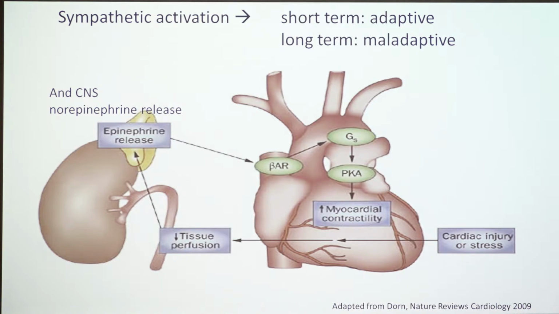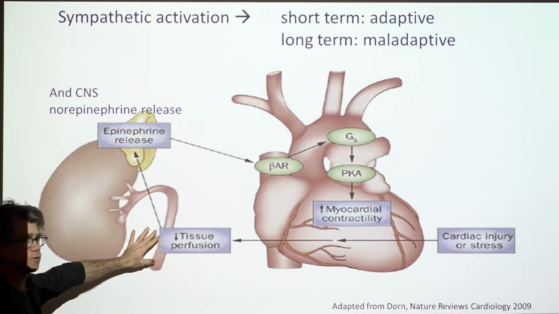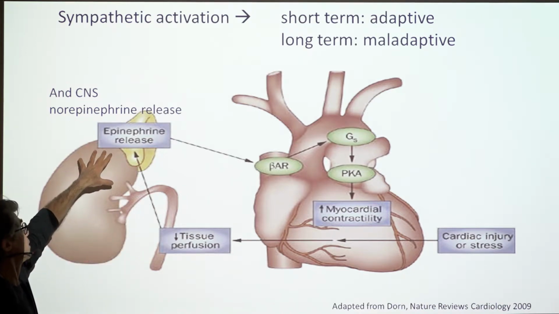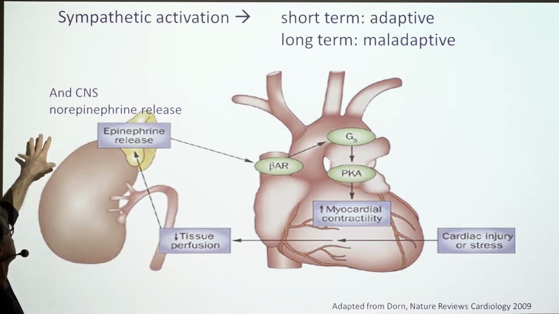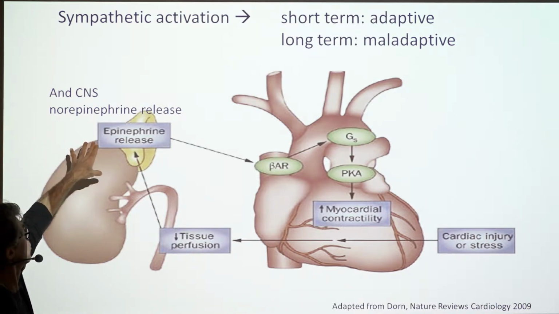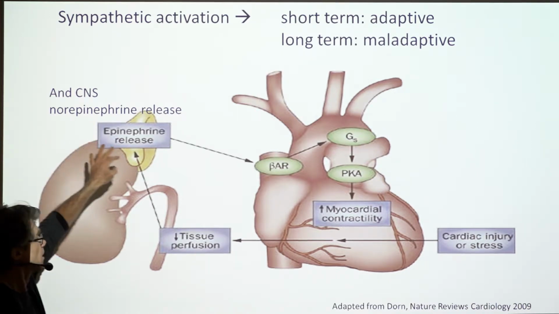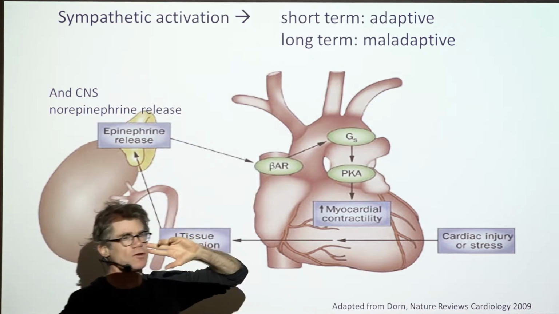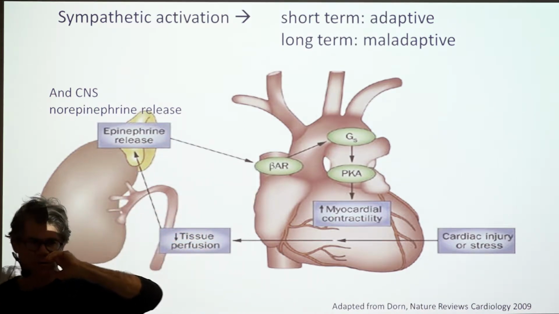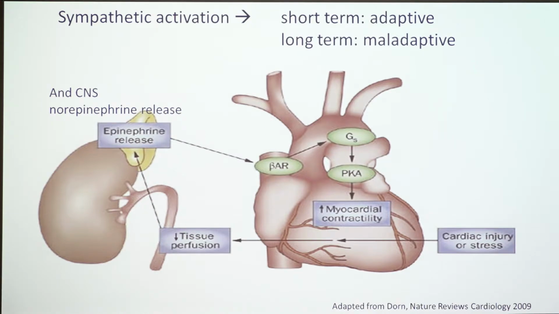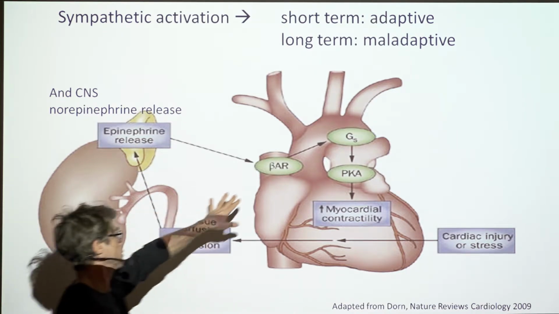Another example is adrenaline and noradrenaline. So the kidneys feel a reduced tissue perfusion. Adrenaline or epinephrine is released, and the central nervous system releases norepinephrine or noradrenaline, and this stimulates the beta-adrenergic receptor. Do you know the beta-adrenergic receptor? This was the Nobel Prize a couple of years ago, Bob Lefkowitz from Duke, where I went to medical school actually, got the Nobel Prize for discovering and characterizing the beta-adrenergic receptor.